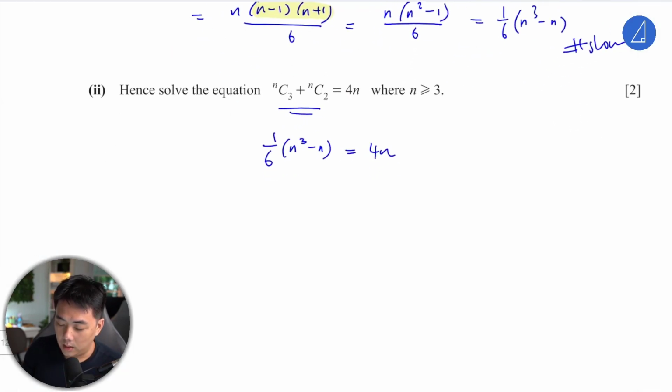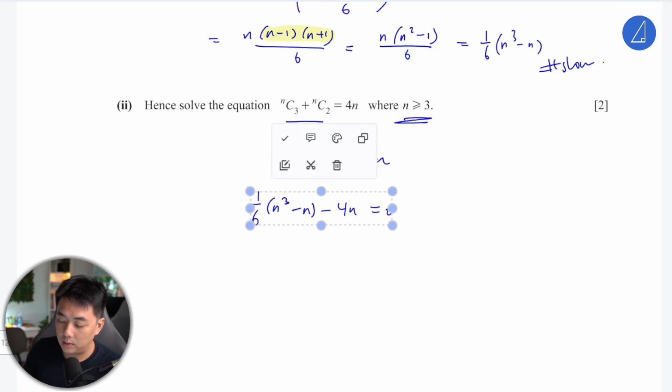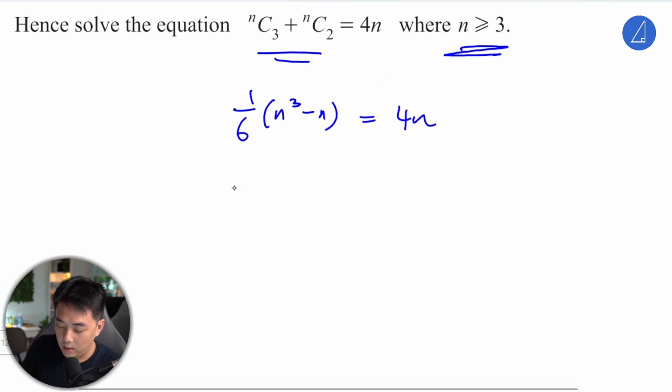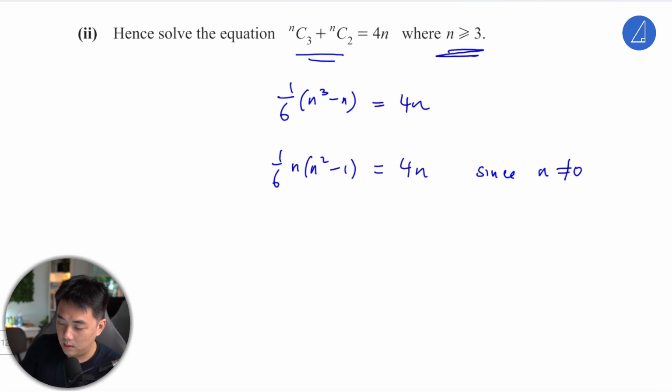Okay, in this case there, we want to solve this equation. So 1 over 6 n cubed minus n. Do not cancel off the n because n equals 0 is also a solution, right? But the thing is, because n is at least 3, we could just cancel it out. Okay, great. So 1 over 6 n, n squared minus 1, equals 4n. Since n is not equal to 0, we could just cancel it out.